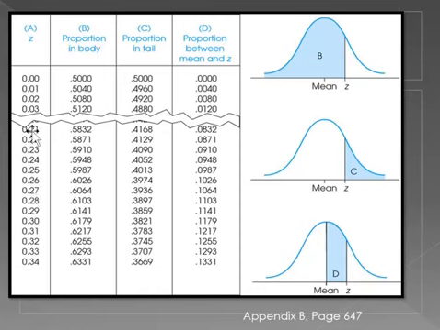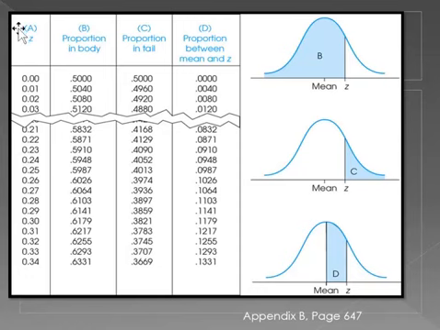One, to find z-scores and find their associated proportions, depending upon which area of the curve we're looking at. We will also be looking up proportions and trying to find the corresponding z-score. But let me just walk you through the basics of this table.